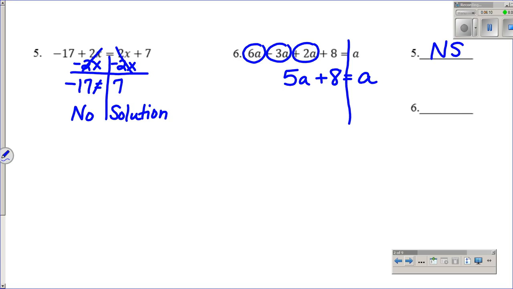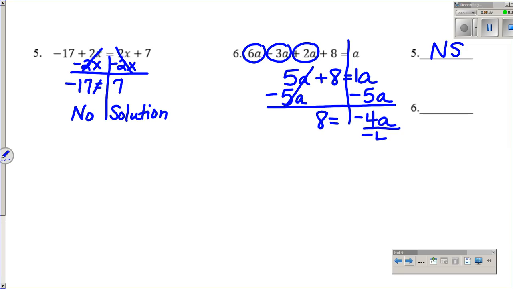Now, I typically would say move the smaller variable term, but notice the a is by itself, where the 5a has a constant of positive 8. So it's actually going to be better to subtract 5a on each side. And 5a minus 5a is 0. We then are left with our positive 8 equals, there's an understood 1, so 1 minus 5 is negative 4a.